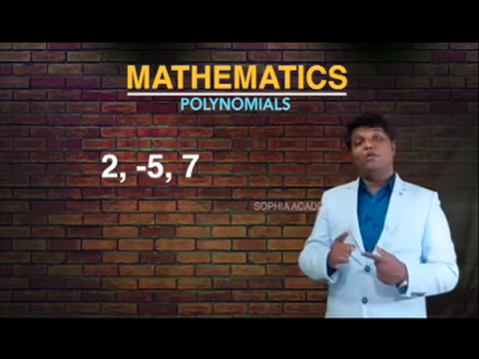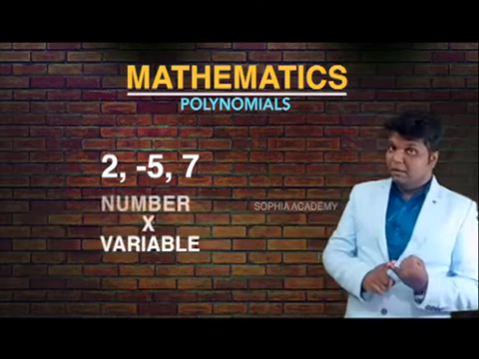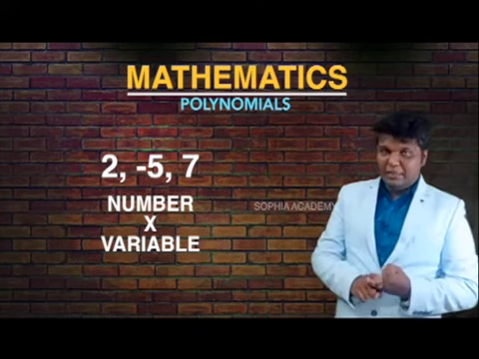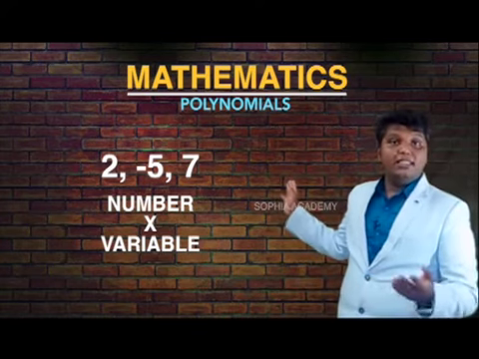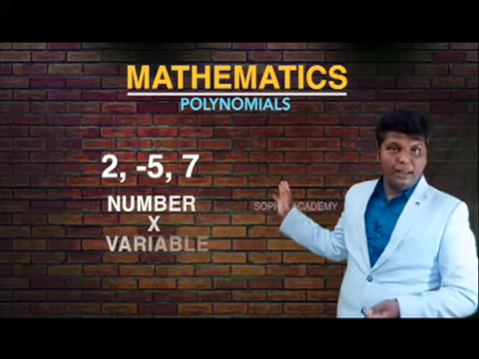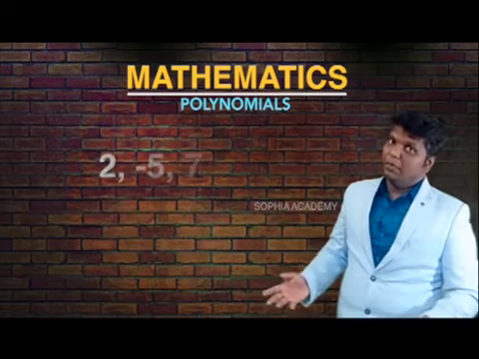Already I told you, what is a polynomial? A number multiplied by a variable. But here the variable part is not there. After 2 you can't see any x there. You can't see any y. You can't see any z. So the variable part is missing.